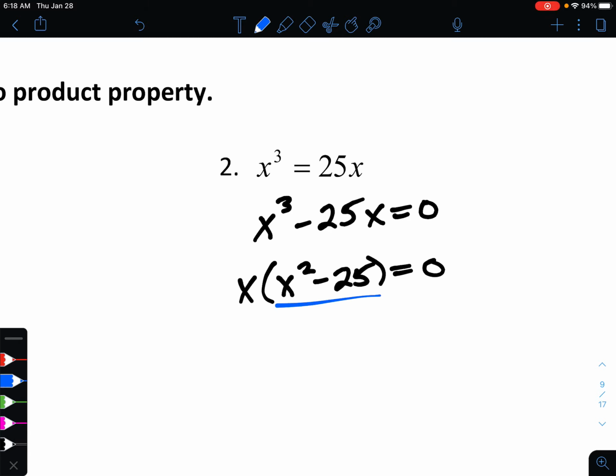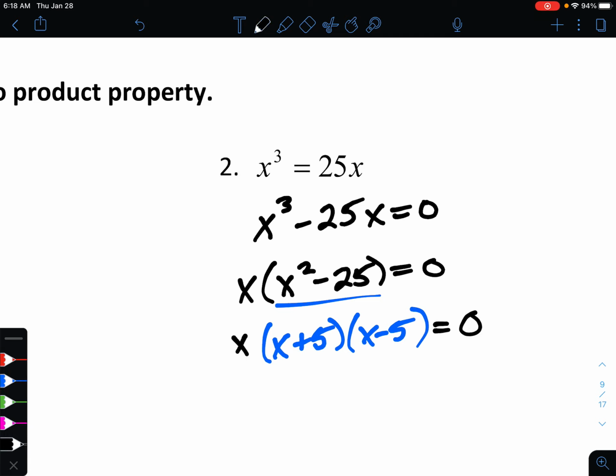Now we're going to continue factoring, and x squared minus 25 is in fact a difference of squares, so we can use that special type of factoring, which is going to give us x plus 5 and x minus 5. Don't forget the x in front and the equals 0 at the end.